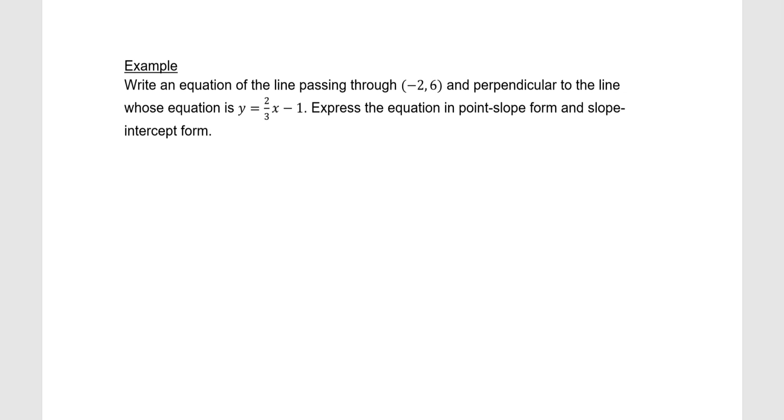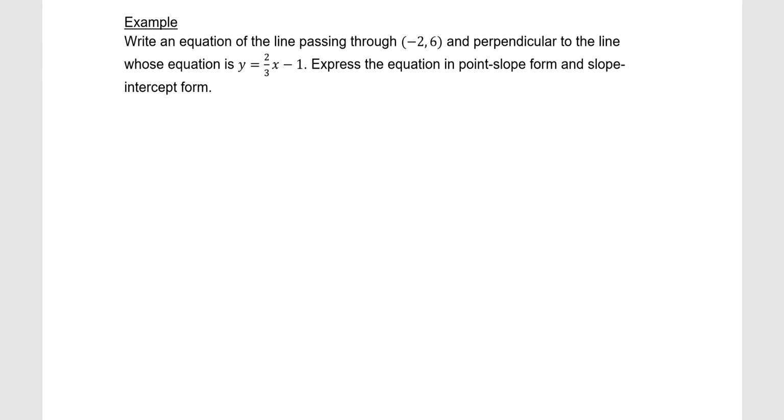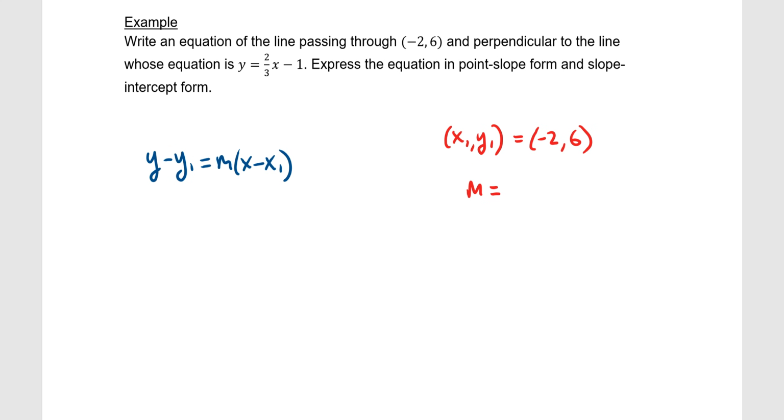And let's do one more of these ones. Write an equation of the line passing through (-2, 6) and perpendicular to the line whose equation is y equals 2/3 x minus 1. So we have point-slope form. We have our point, which is (-2, 6), and we need our slope. So the slope of this line is 2/3.